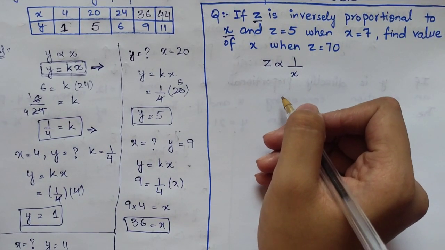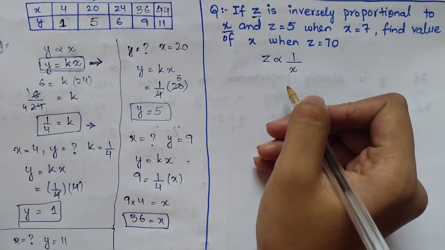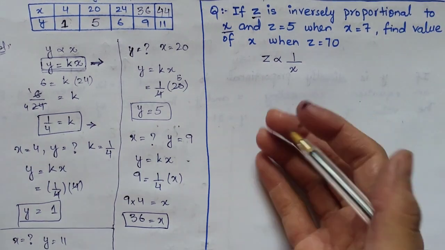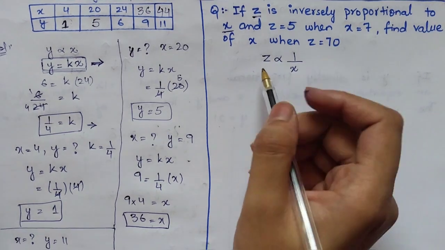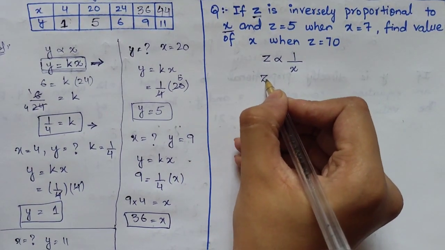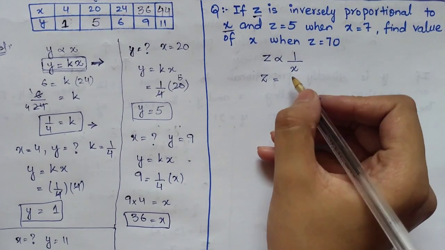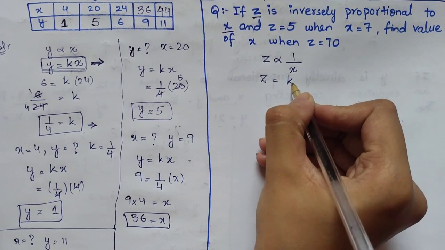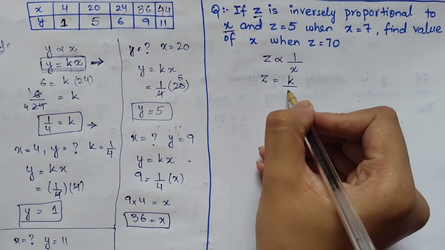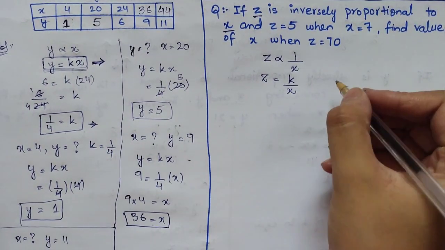This is your way to solve the inversely proportional questions. Always when it comes to inversely proportional, you have to write the value in the denominator, 1 over like this. Now what we'll do, z is equal, we remove this proportionality sign, use the equality sign, and for equality we have to put some proportionality constant, which is again k here, over x. This is your equation. You can also simplify it like this.